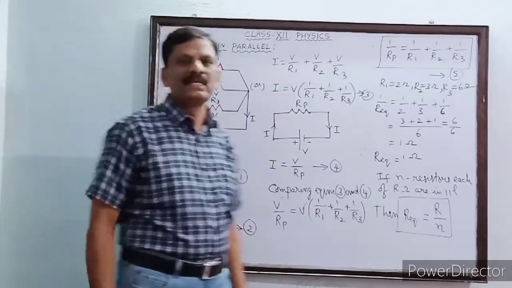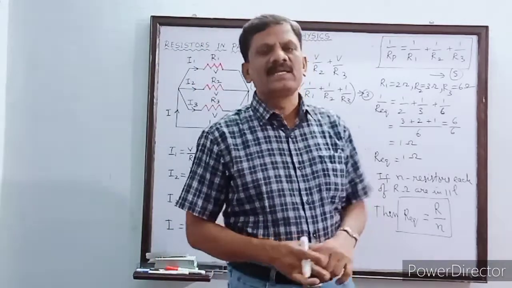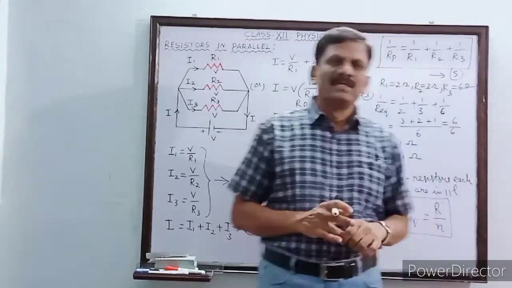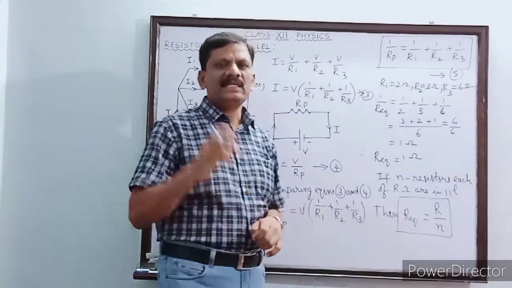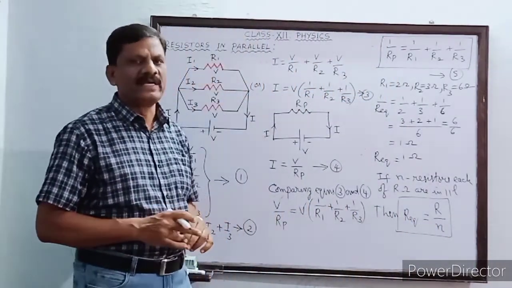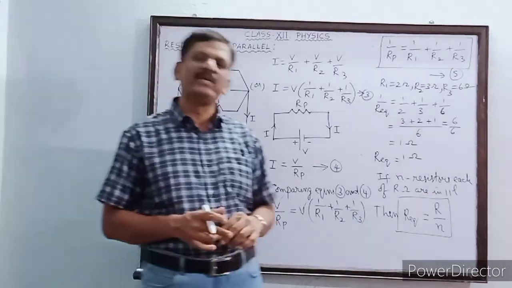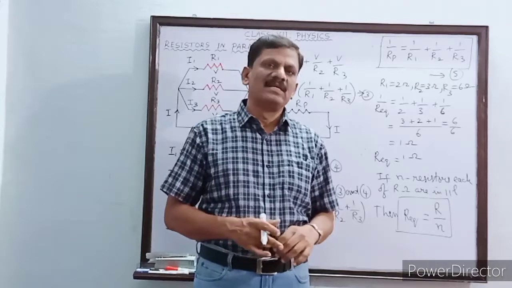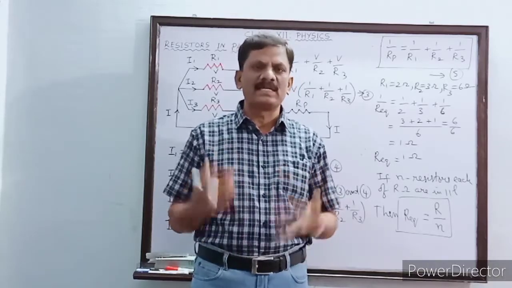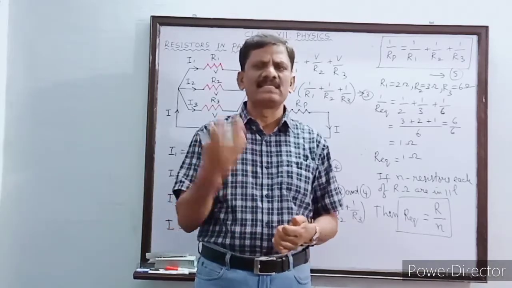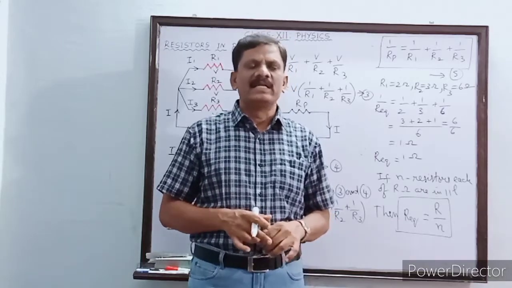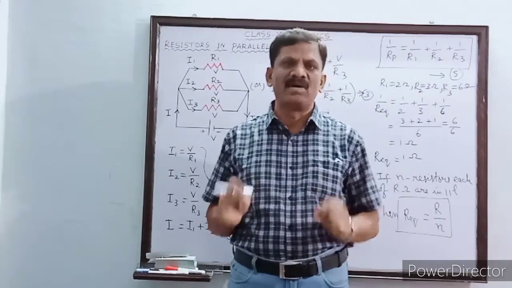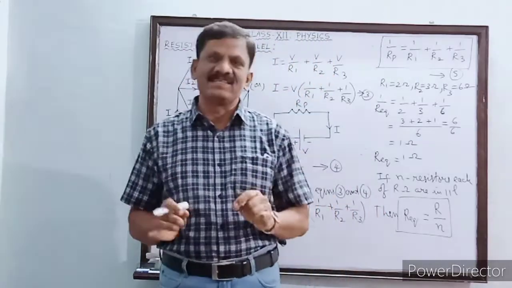My dear students, now we have completed the topic, namely the equivalent resistors in series and parallel. In series combination, what is the expression for the equivalent resistance? R equivalent, also R effective, which is also R series RS, is equal to R1 plus R2 plus R3 up to n number of terms when n resistors are connected in series. And we found that the effective resistance in series is equal to the sum of the individual resistances.